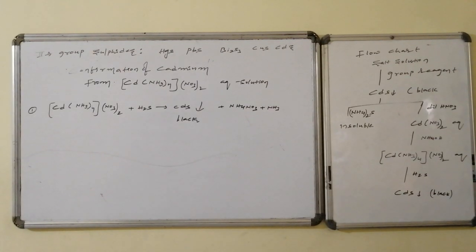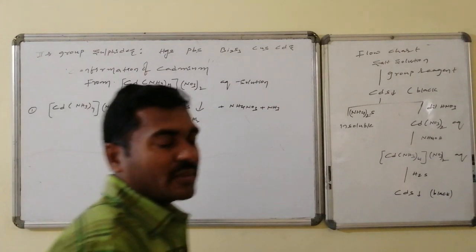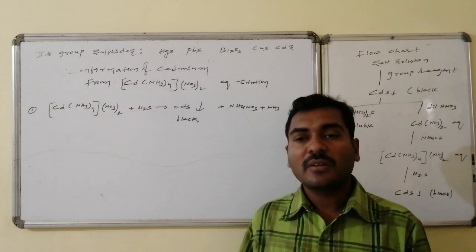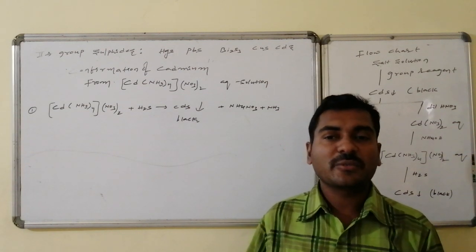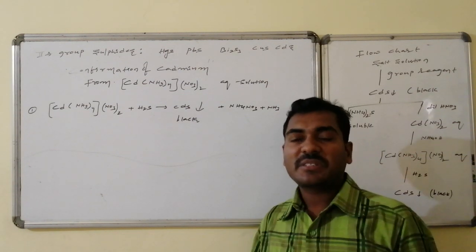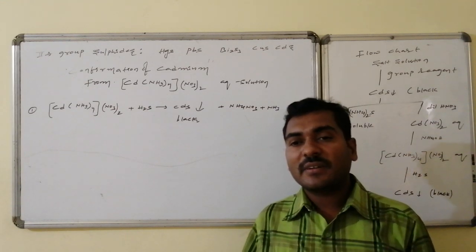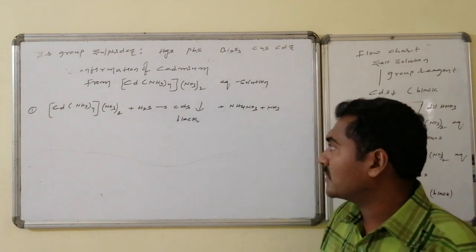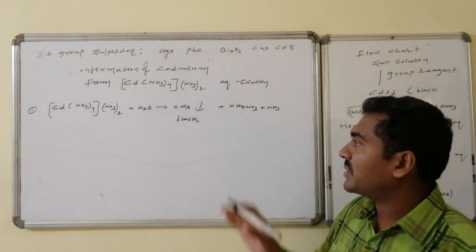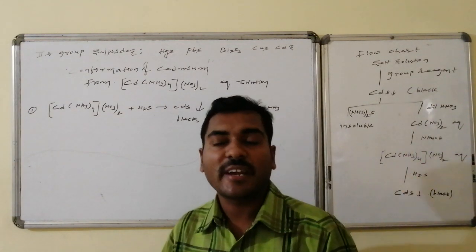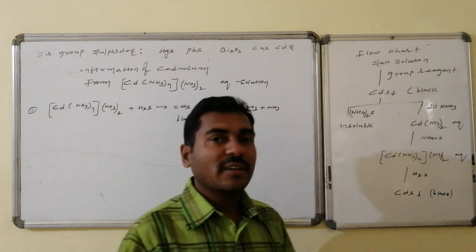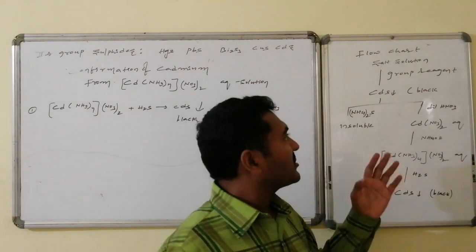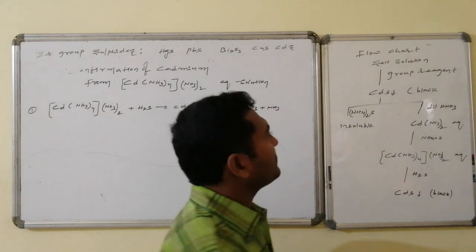Yes, the cadmium confirmation: the tetramine cadmium nitrate aqueous solution is formed on reaction of cadmium nitrate with dilute HNO3. From that, the confirmation can be done by reacting it with hydrogen sulfide. It leads to the formation of cadmium sulfide, a yellow color precipitate, which confirms the presence of cadmium. The total flowchart for the cadmium confirmation is: salt solution plus group reagent forms cadmium sulfide, a yellow color precipitate.